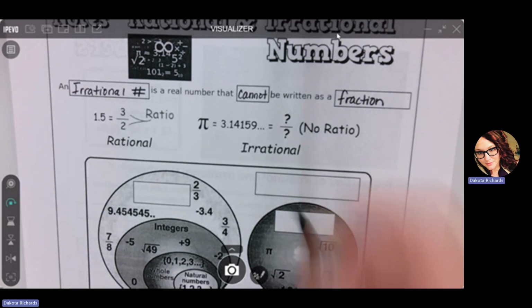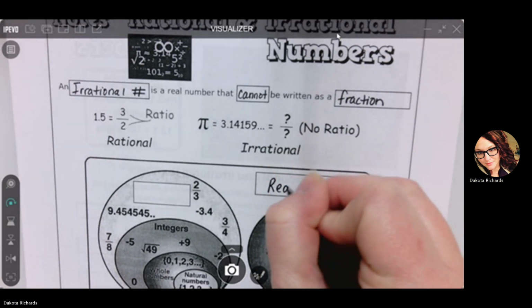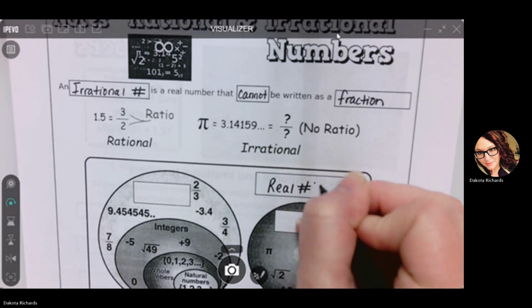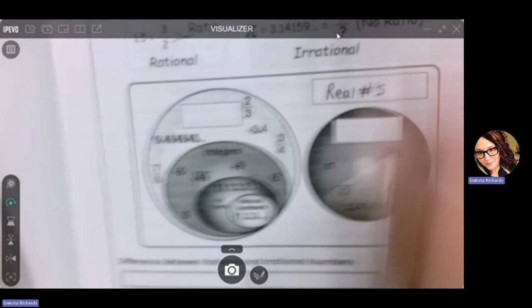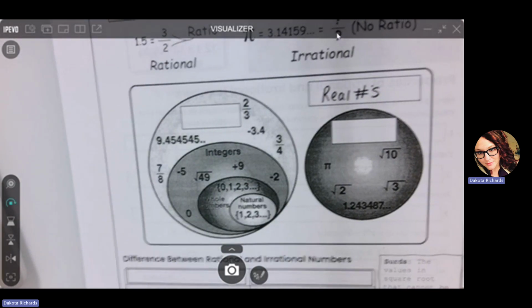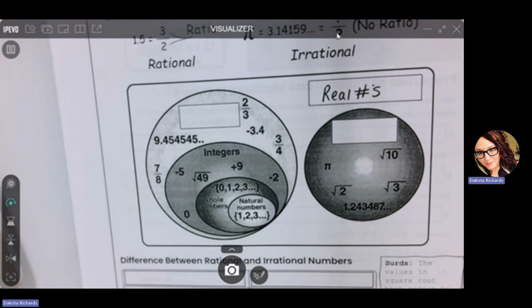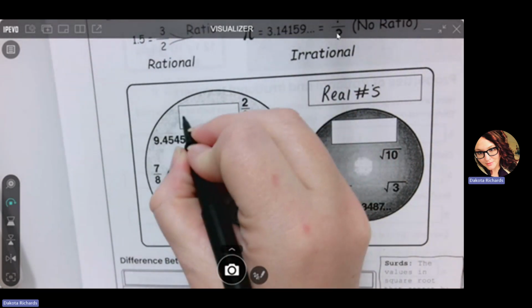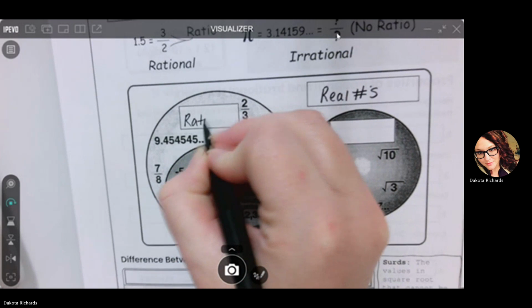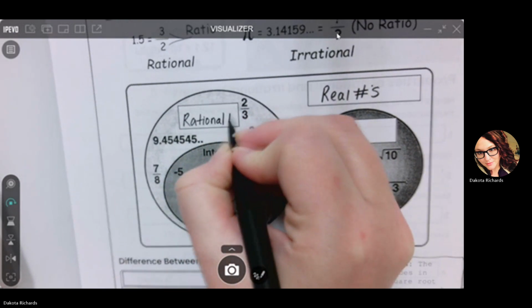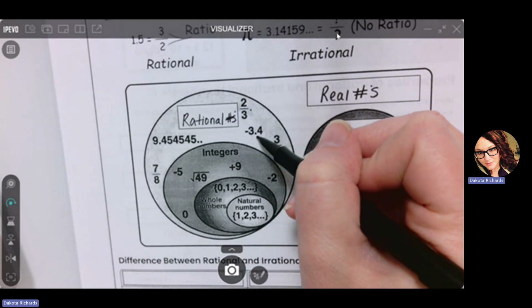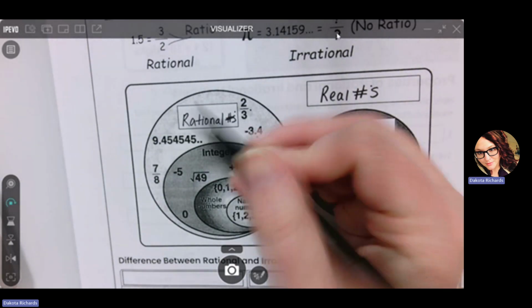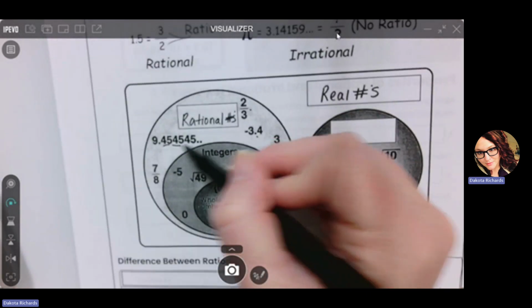We've got real numbers. That's everything here. Now you'll learn about imaginary numbers in Algebra 2. And then we've got two bubbles. The first bubble is going to be rational numbers. These are numbers that can be written as a fraction, written as a decimal that stops or terminates. Fraction. This is a decimal that has a pattern.